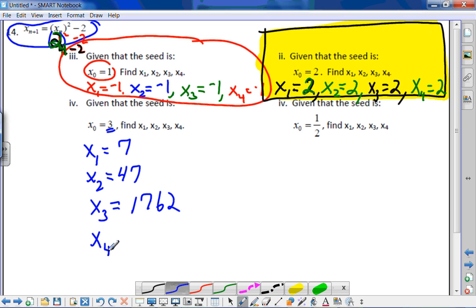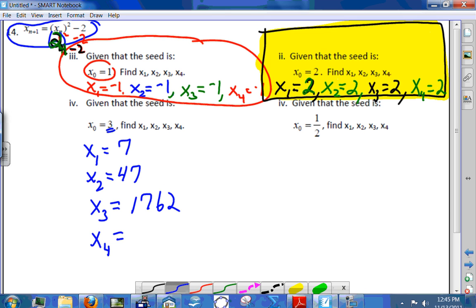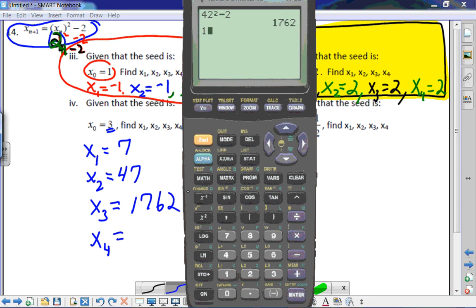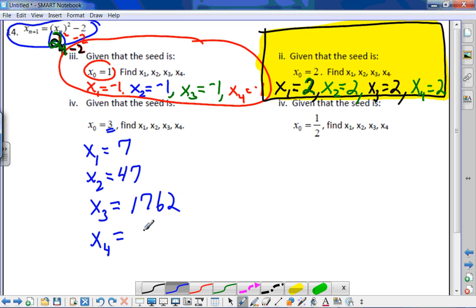And finally, the last one that's asked for, the fourth iteration, will be the previous term squared, decreased by 2, which is 3,104,642. Let's stop there.